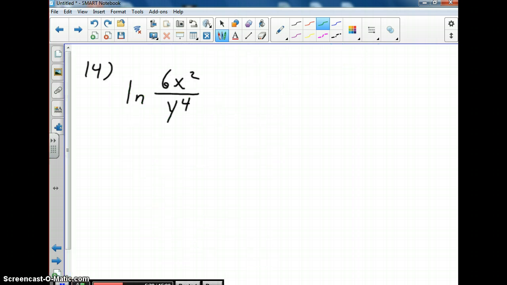Okay, all right, now what are you going to do on number 14? You're going to expand it. Expand it. All right, so which comes first? Division, right. Okay, so you tell me what to write down. ln 6x squared minus, you got it, minus ln y to the 4th. Very good, it's right. You guys got this.